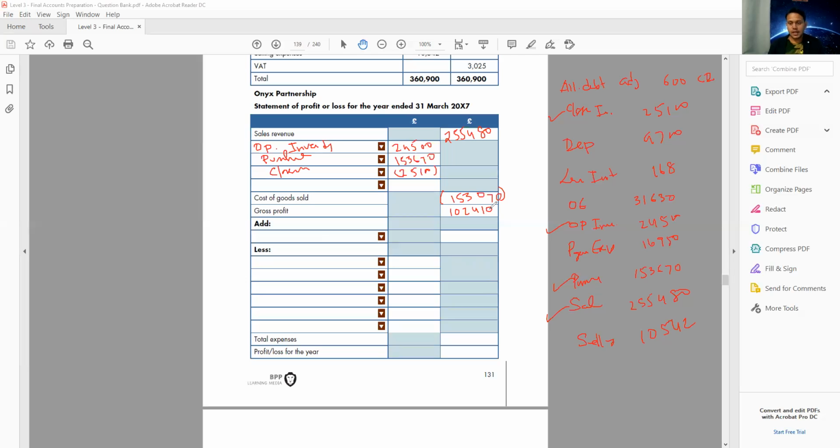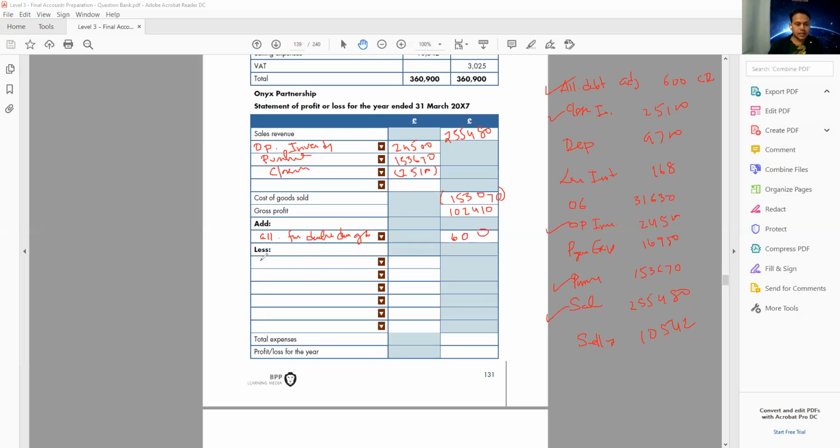All right. So on the add side, I'm going to add the allowance for doubtful debt adjustment. That is 600. If it is on the debit side, you write it on the debit side, that will be an expense. Okay, after that, we say less all the expenses.